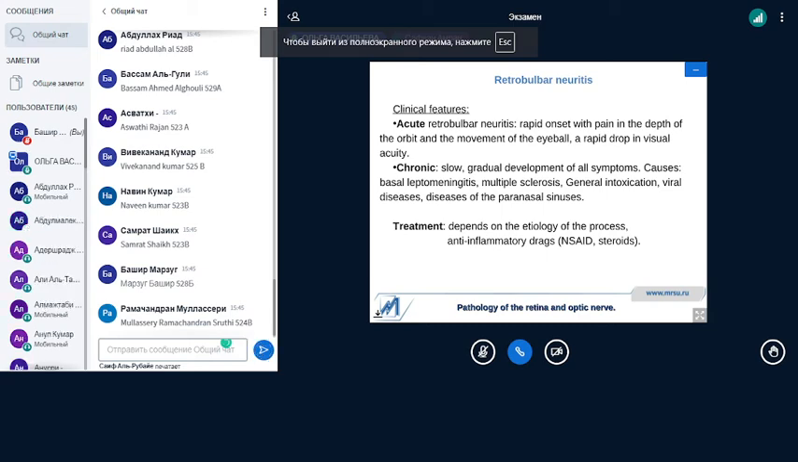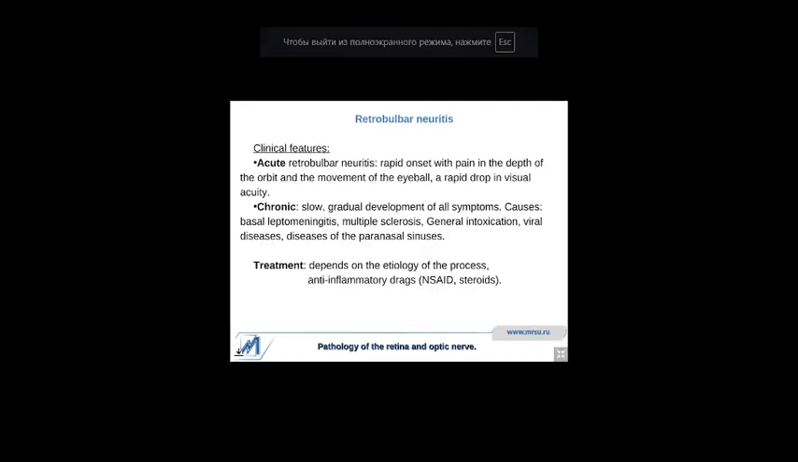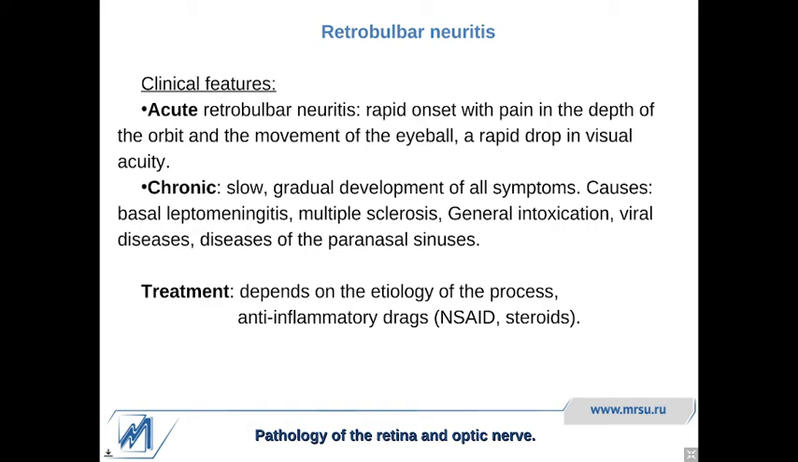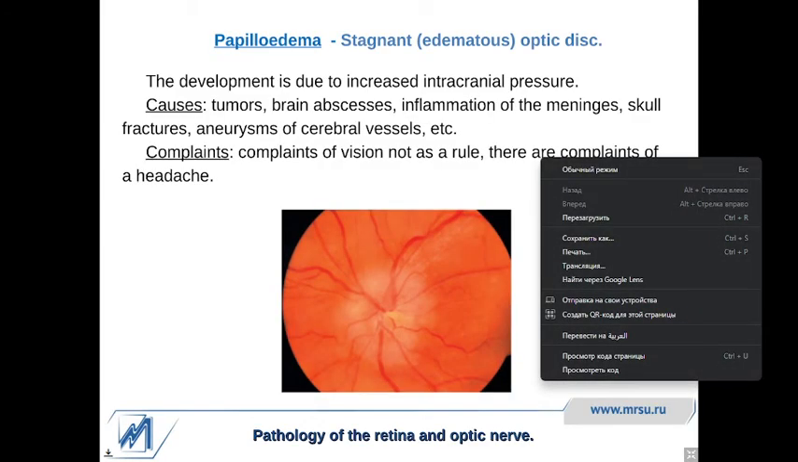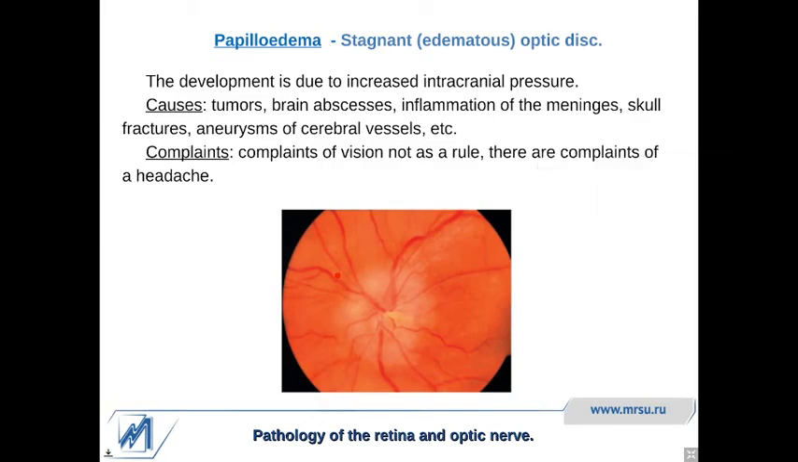I start to speak about papilloedema. Papilloedema, or stagnant optic disc, edematous optic disc. Something like neuritis, papillitis. No, it's stagnant optic disc. What is it? It develops due to increased intracranial pressure.